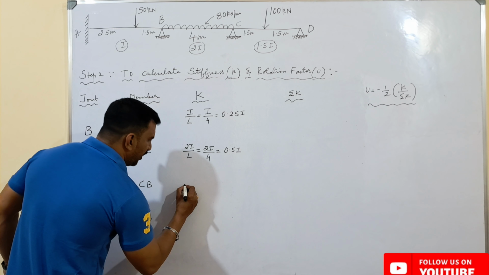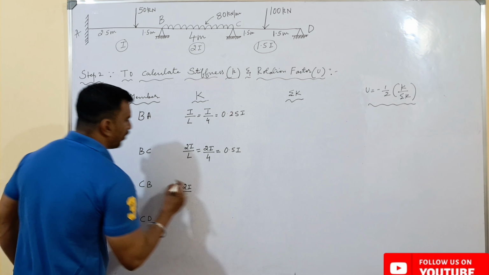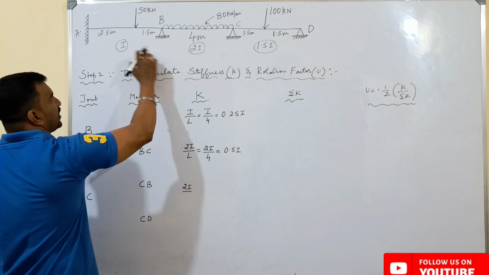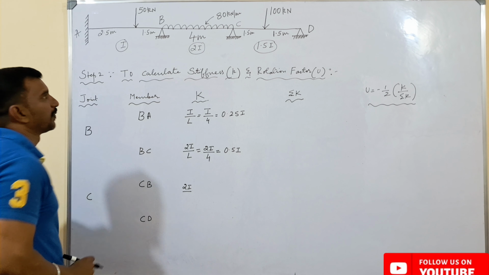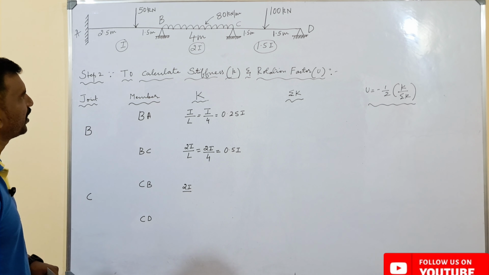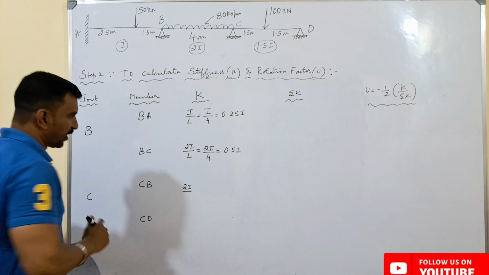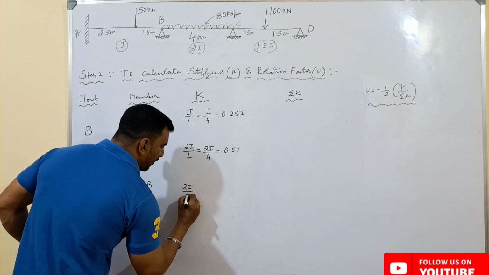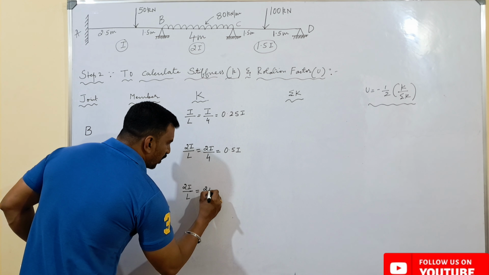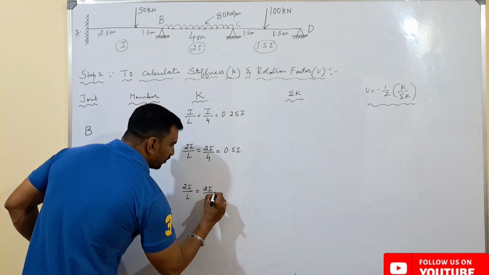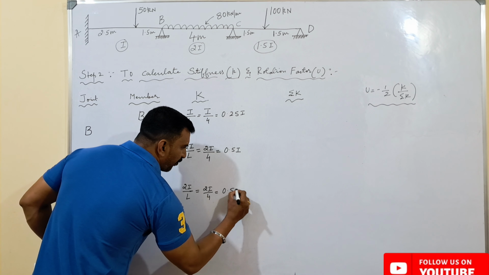For member CB, the value is the same because C is the near end and B is the far end. Since the far end is an intermediate support, we are taking that support also as a fixed support, which will be 2I by L, that is 2I by the total span of 4 meters, 0.5 I.